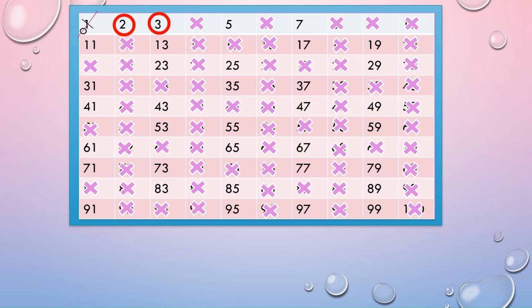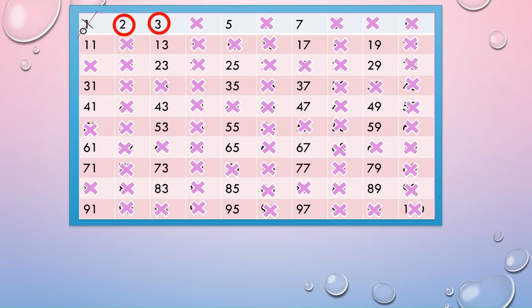95. 9 plus 5 is 14. It's not in the tables of 3. Next number 97. 9 plus 7 is 16. Not in the tables of 3. Next one 99. 9 plus 9 is 18, which is there in the tables of 3. So let's cross out 99.